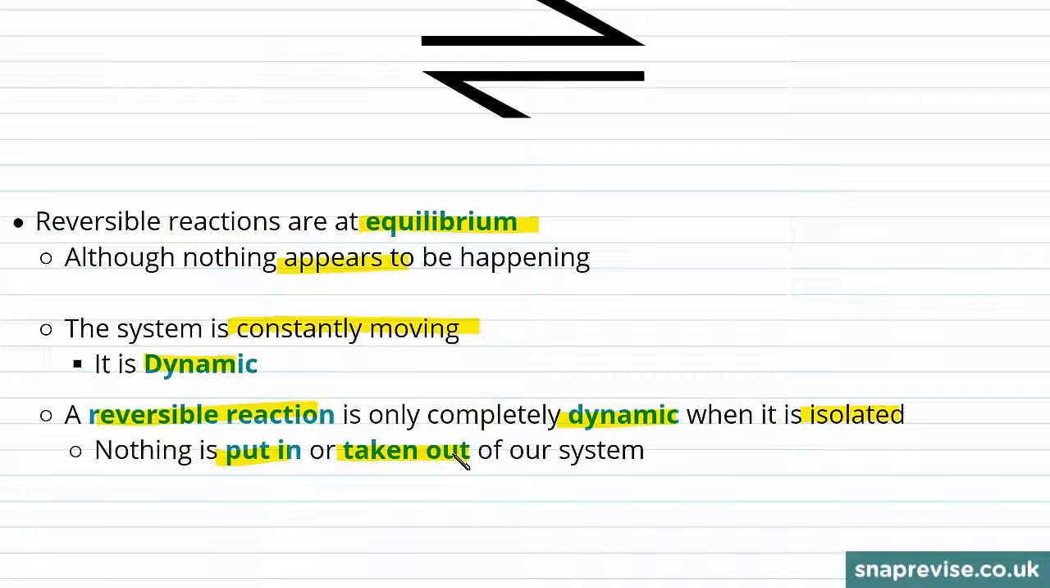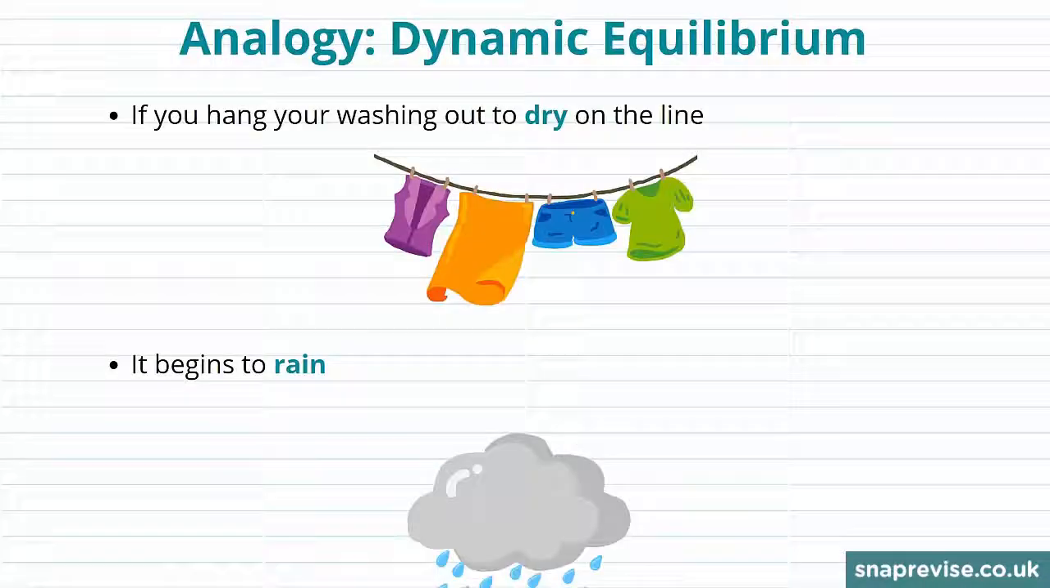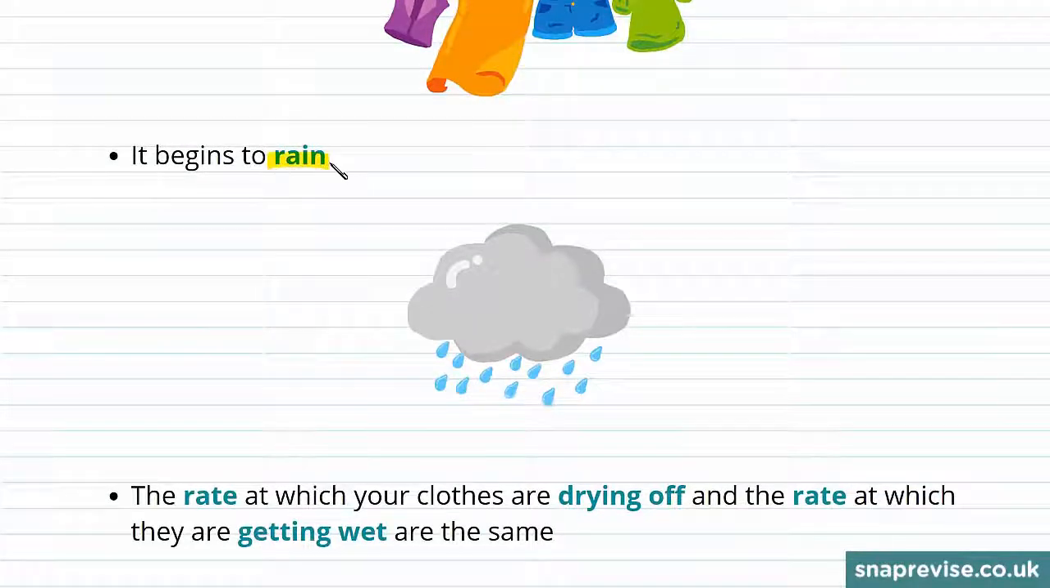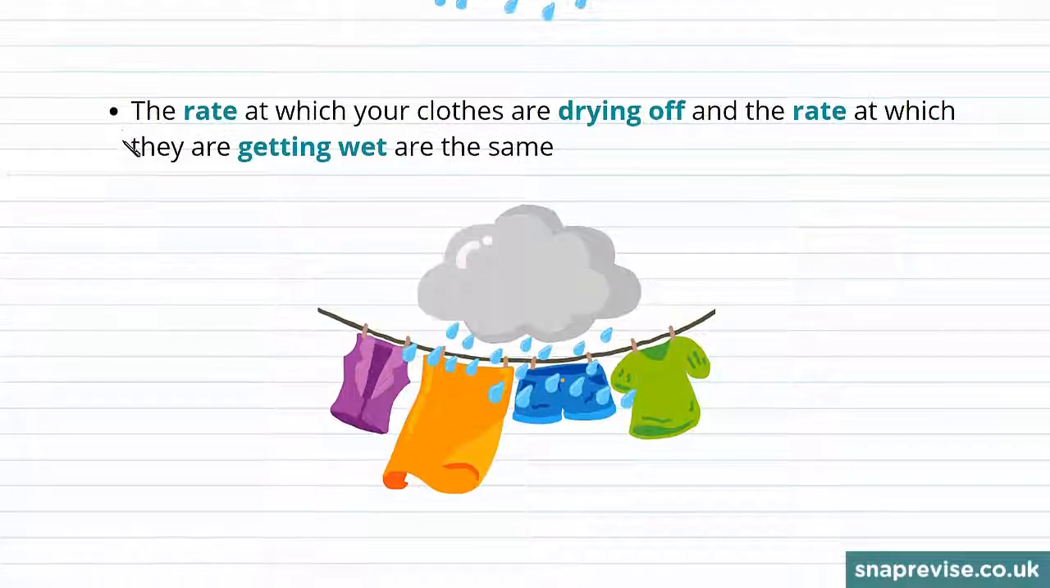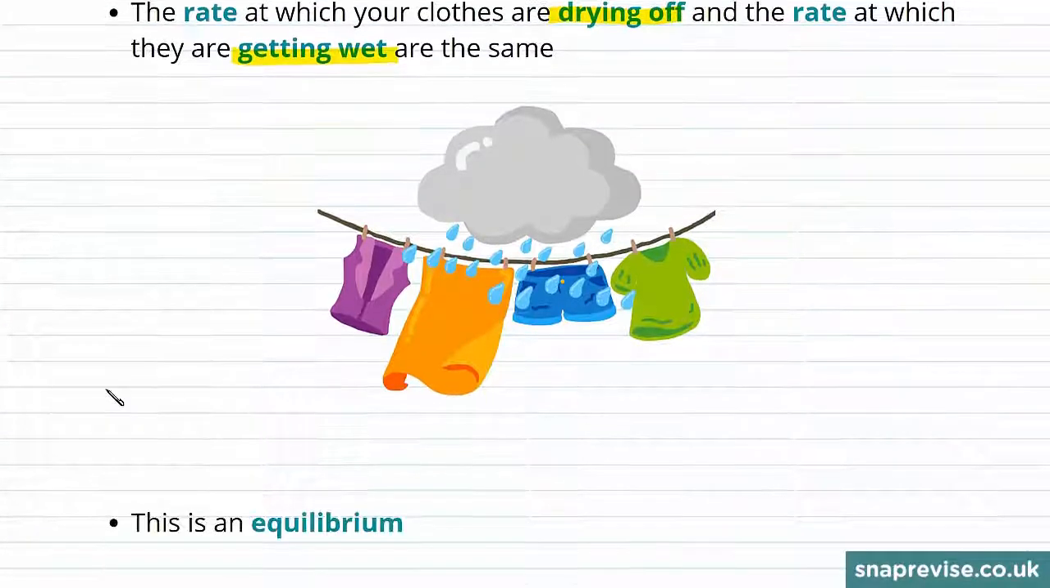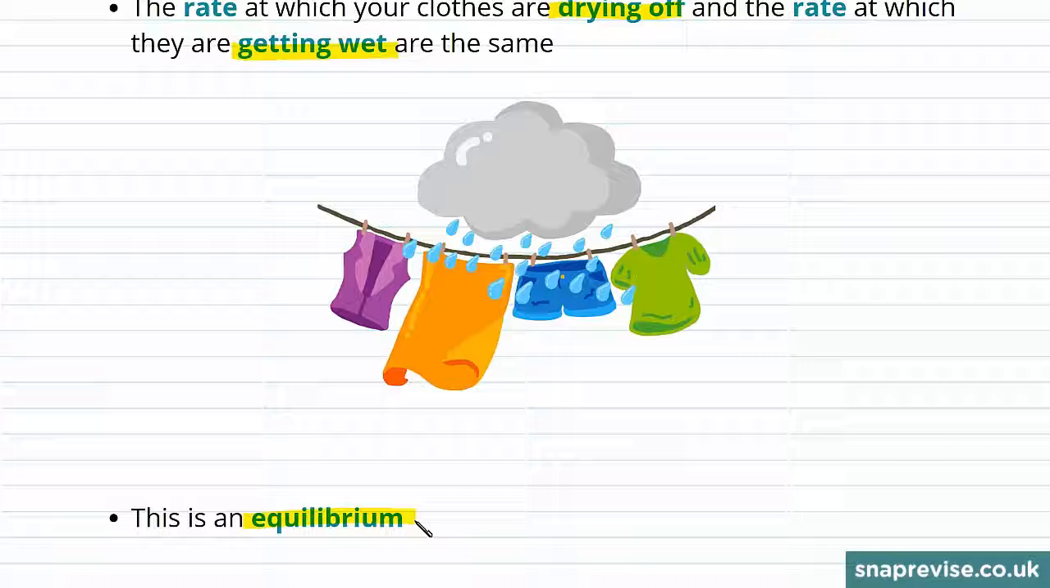So let's take a look at an analogy of dynamic equilibrium so we can have a better understanding of exactly what it is. If you hang your washing out to dry on the line, and then it begins to rain, the rate at which your clothes are drying and the rate at which they're getting wet are the same. This is an equilibrium. Although the system is constantly moving, your clothes are constantly getting wet and they are constantly drying. The rate at which they're both occurring is equal, and overall nothing appears to be happening.